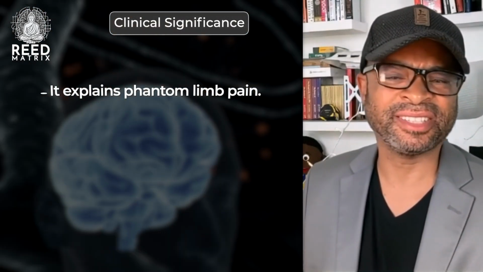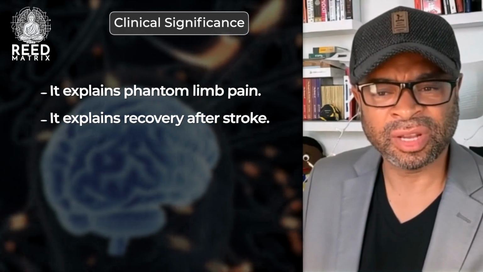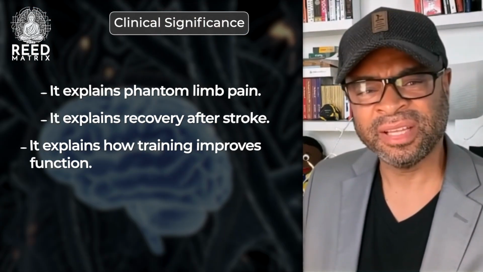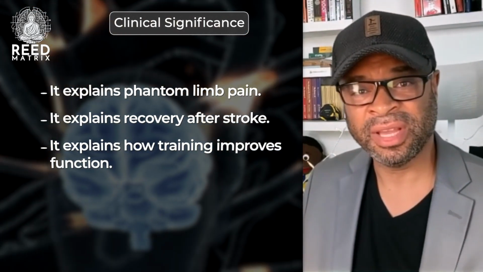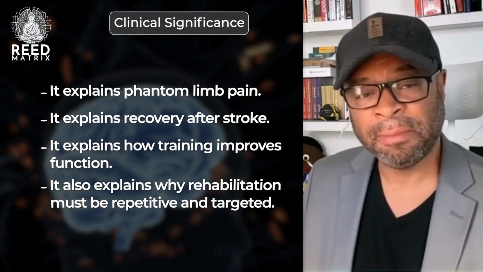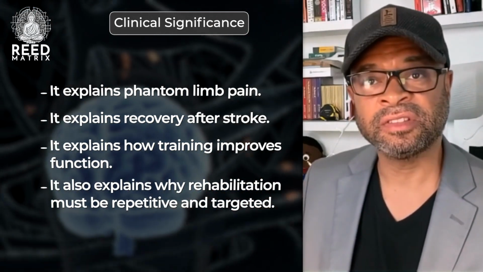Cerebral plasticity explains many important clinical phenomena. It explains phantom limb pain. It explains recovery after stroke. It explains how training improves function. It also explains why rehabilitation must be repetitive and targeted. Plasticity shows that even after injury, the brain has the ability to adapt. However, it also shows that maladaptive changes can occur, such as persistent pain or abnormal perception.